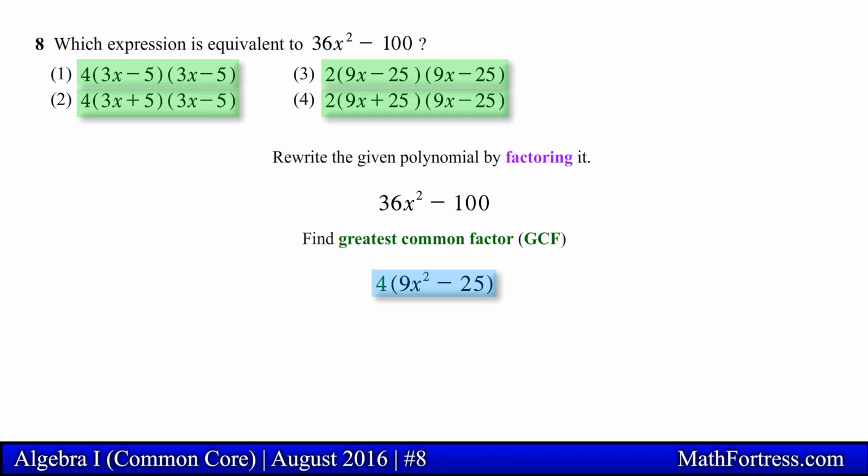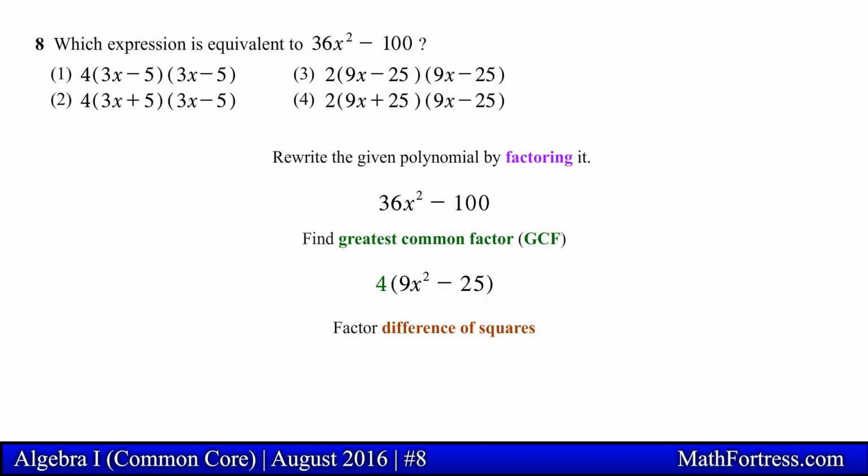Notice that none of the answers match this expression. This means that we need to continue factoring the polynomial. Taking a look at the quantity 9x squared minus 25, we should be able to identify this expression as a special factoring type, particularly a difference of squares.